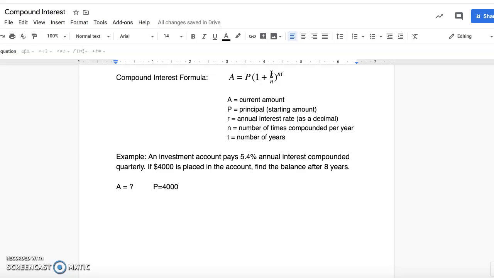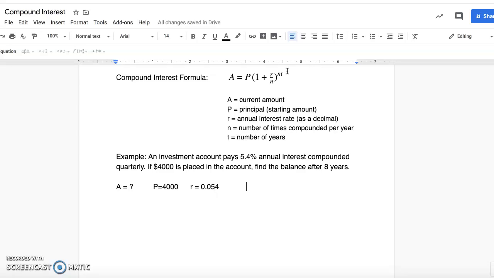Next thing I come to is this R on top of the fraction. Okay. R is the annual interest rate. So I want to think about what my annual interest rate is. So it says right here, I've got 5.4% annual interest. Now I want to be careful. I'm not going to say R is 5.4. That is wrong. We got to turn that into a decimal. So we have to use 0.054 for our annual interest rate.